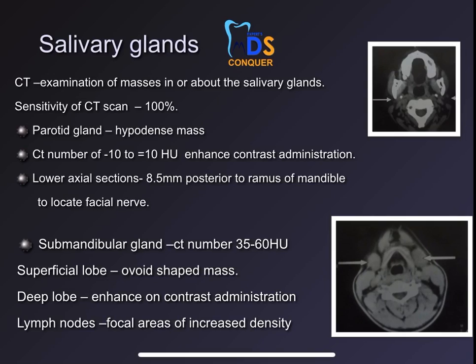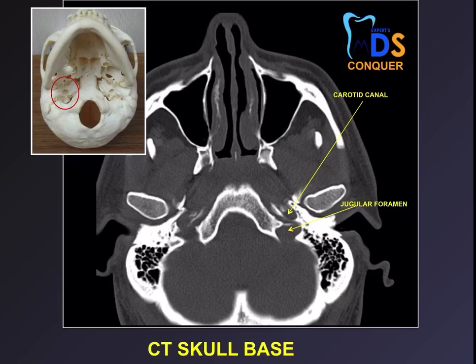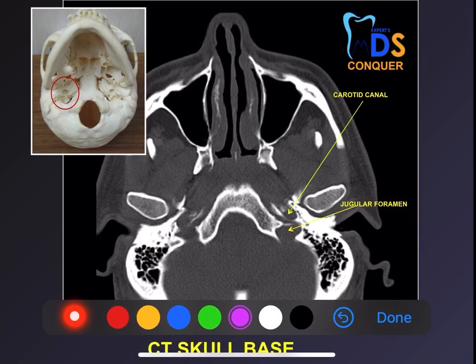So this is how you interpret a salivary gland on a CT image. Just remember the CT number of the parotid gland is -10 to 10, and of the submandibular gland it is 35 to 60. In axial sections, in the lower axial sections 8.5 mm posterior to the ramus of the mandible, you have to try to locate the facial nerve as well. So this is just a little idea of how the salivary glands look on a CT. Now we'll go into detail with the others, so look at the pictures that I have posted.